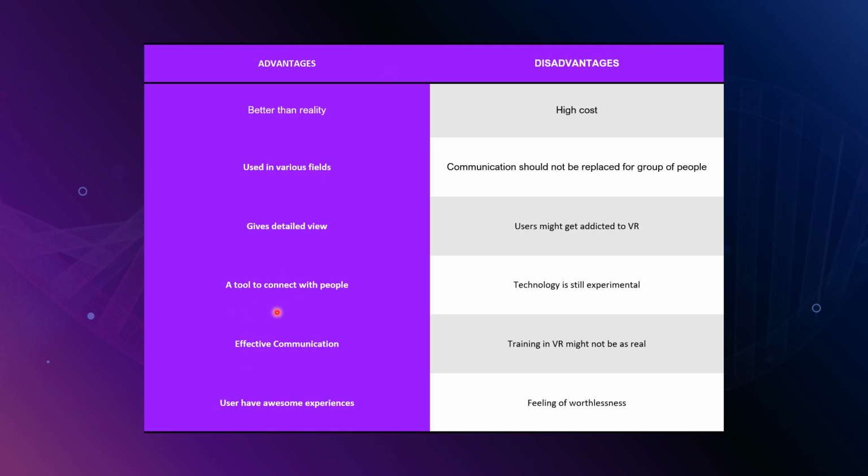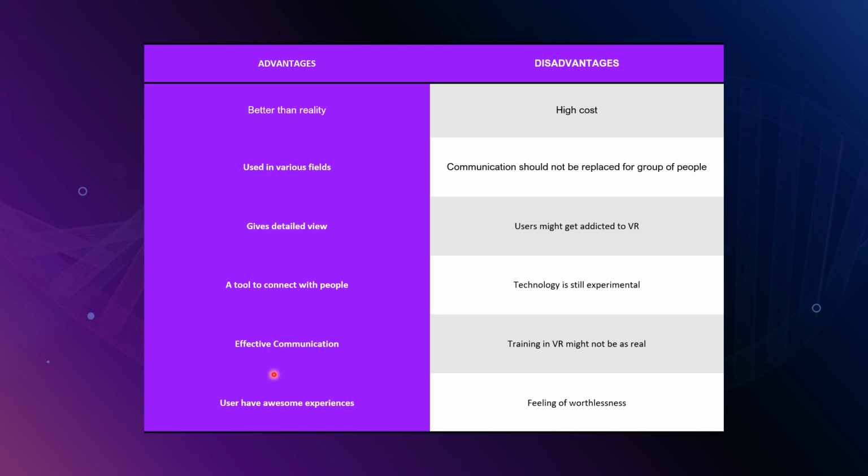So the fourth advantage is that virtual reality is a tool to connect with people. For example, you get to communicate with people you don't know in real life, and it helps you form new relationships in an efficient manner compared to real life. So it is a great tool for introverts who are very shy to get out there and get to know people.